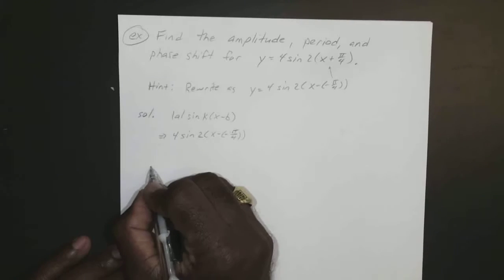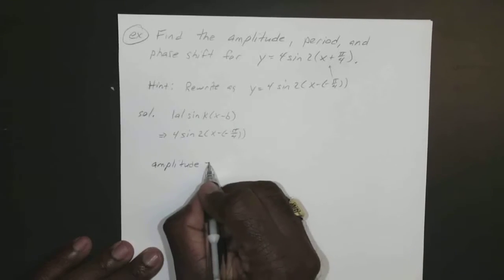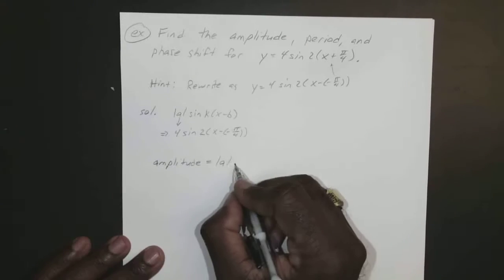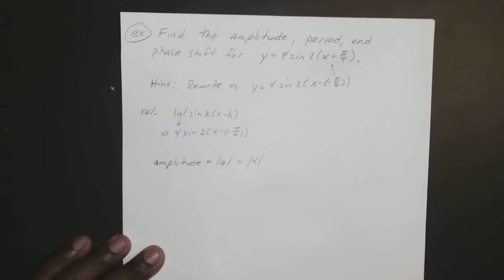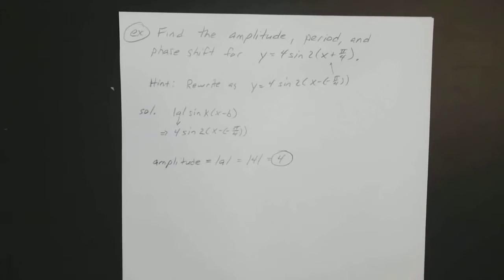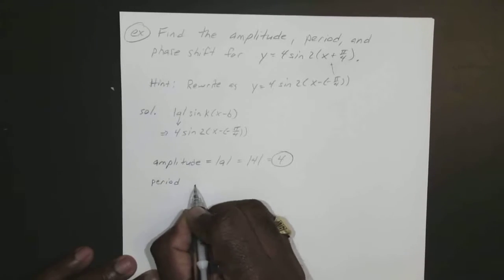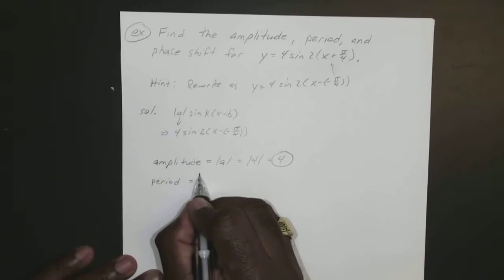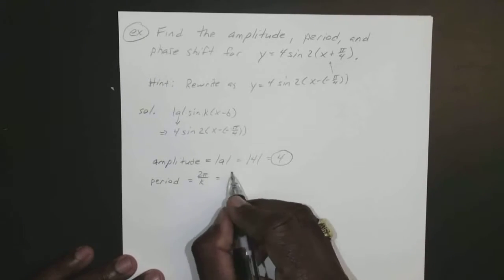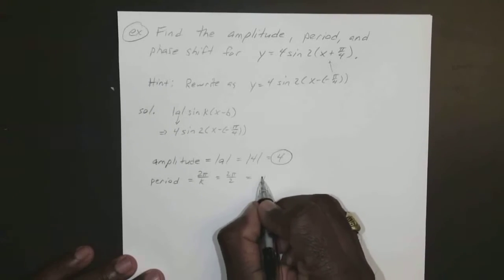Okay, so for our amplitude, remember that's absolute value of A. So if we line those up, that's just absolute value of 4, which is 4. Okay, for our period, remember that's equal to 2 pi over K, which is 2 pi over 2, which is pi.